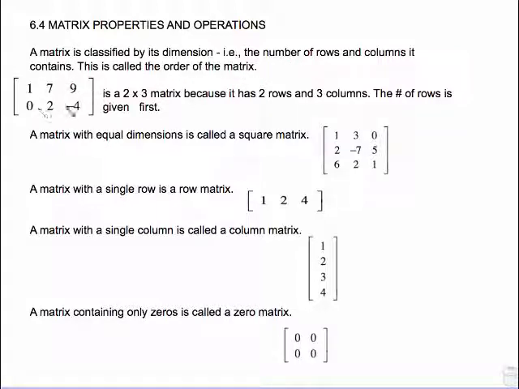So here's a matrix right here. This has 2 rows and 3 columns. Therefore, this is a 2 by 3 matrix. The number of rows is given first.